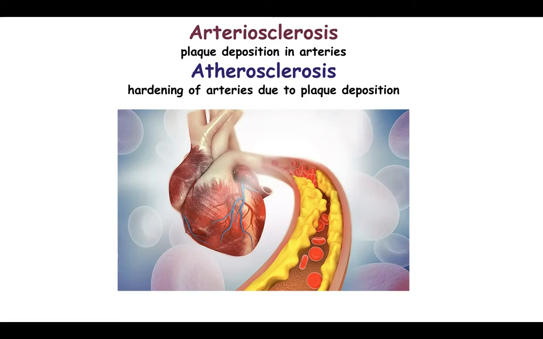So let's start. We had done that when there is plaque deposition in the arteries, it is called arteriosclerosis. Now, due to this plaque or fatty deposition, the arteries are no longer flexible, they become hard. That is called atherosclerosis. Due to either of these, the coronary arteries, which supply blood to the heart especially, get affected.